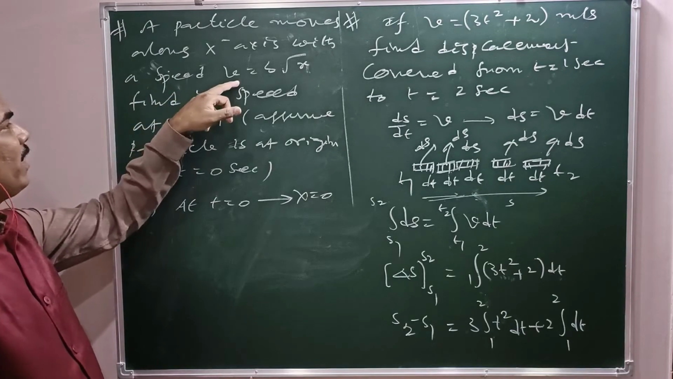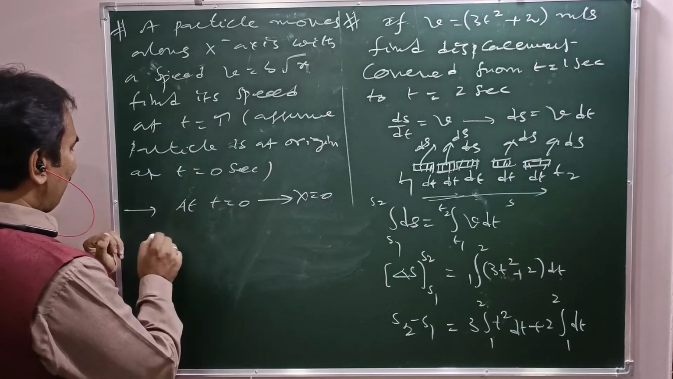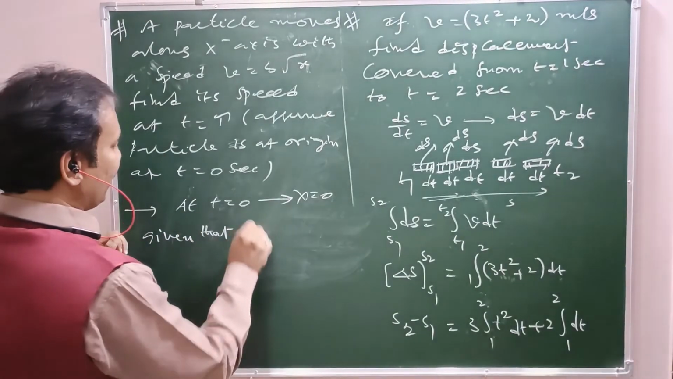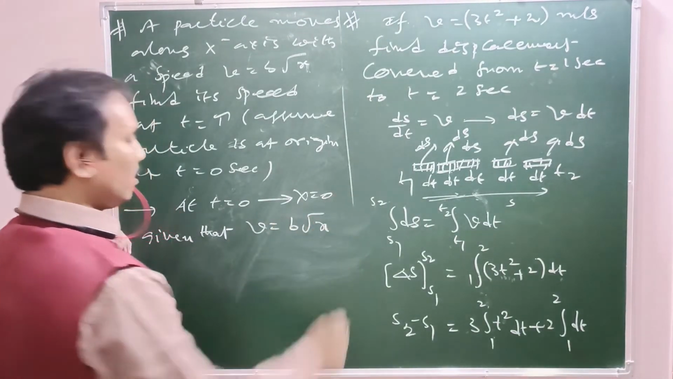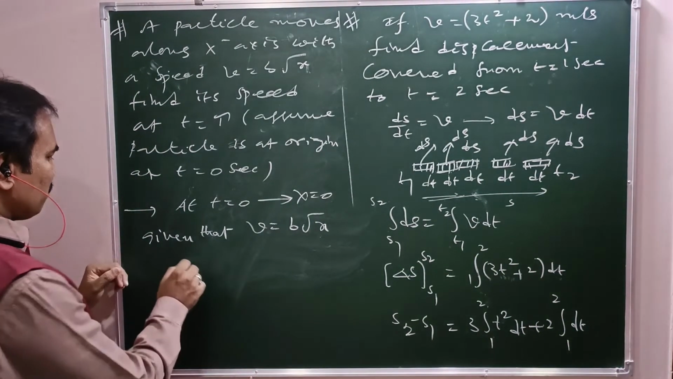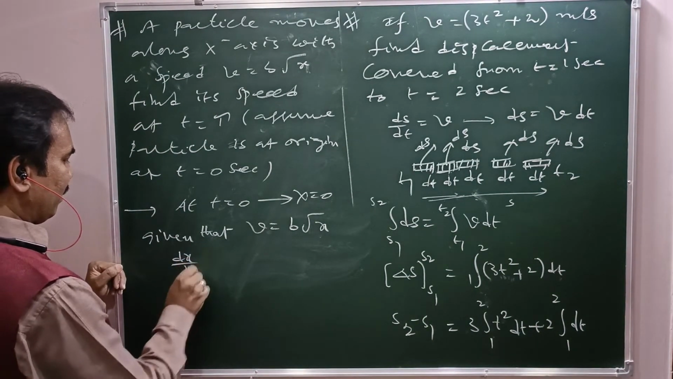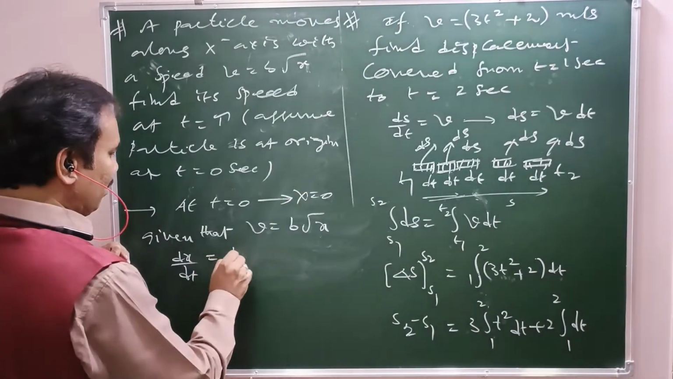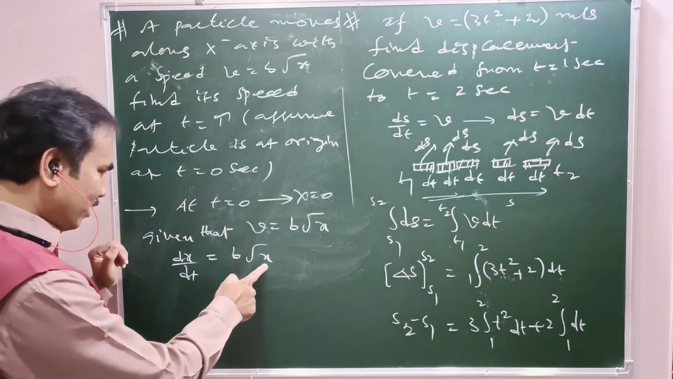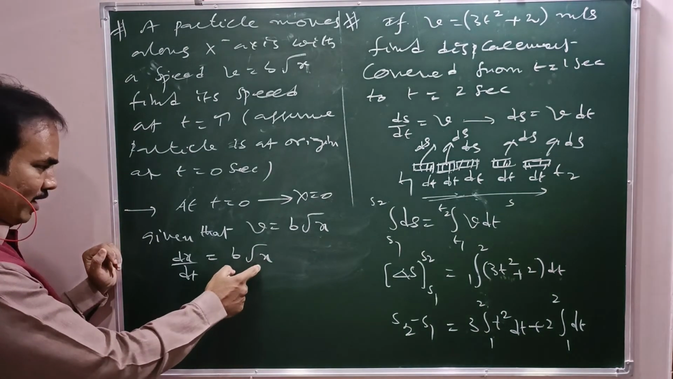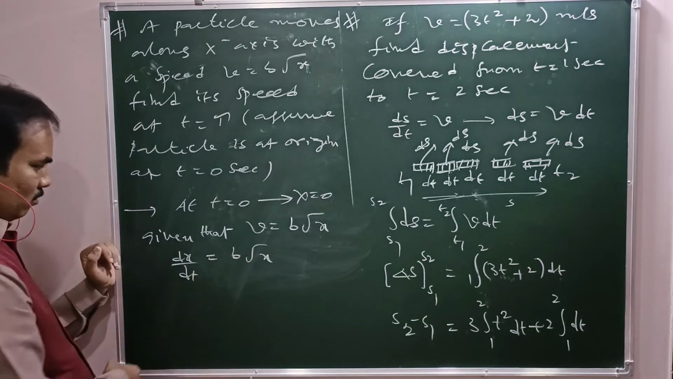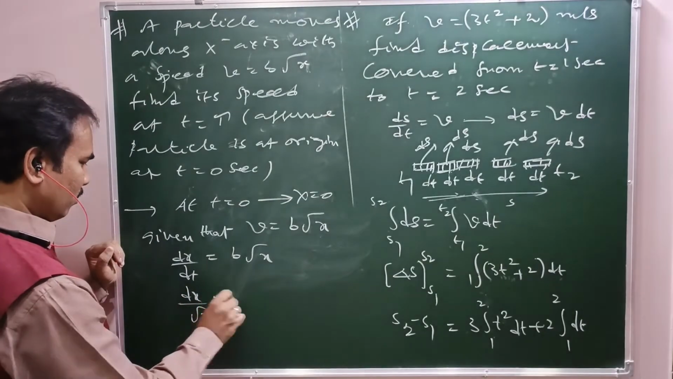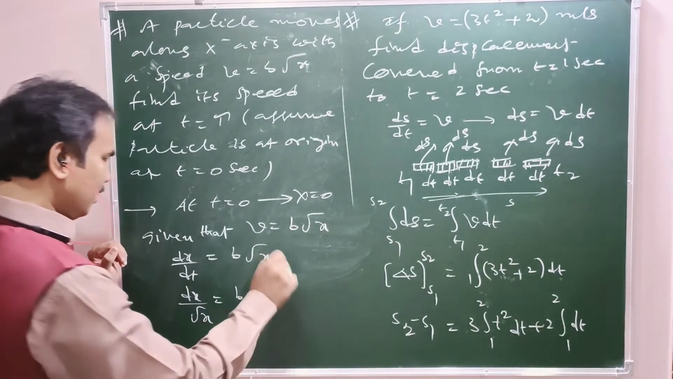Now here we have v equal to b root x, from the data given. v means what? dx by dt. So dx by dt, the differentiation of x with respect to time, equals b root x. Now take this root x to this side, that is, dx by root x equals b dt.